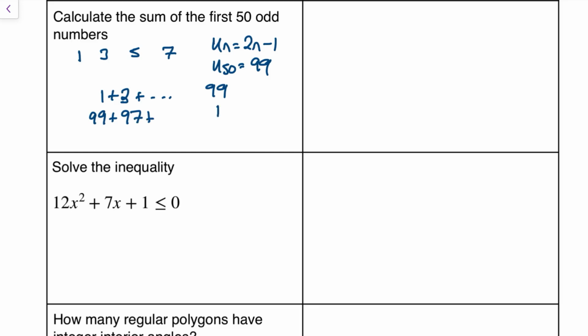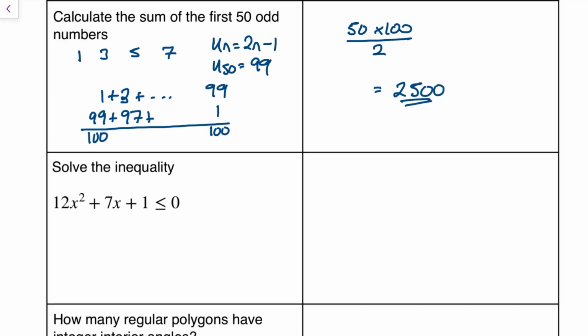But I'm going to do the slightly longer method. And then if I add all these numbers up, they all add up to 100. And I have 50 lots of 100. But I'm doubling my sequence, so I need to divide that by 2. So in other words, I've got 25 times 100, which is going to be 2,500. Not as bad as it looks, is it?